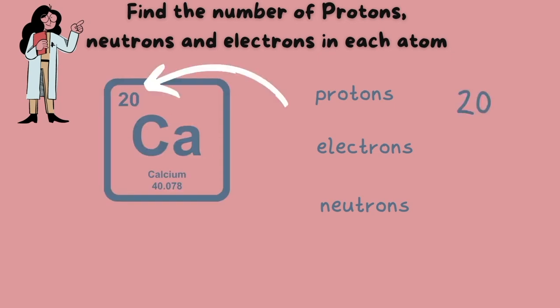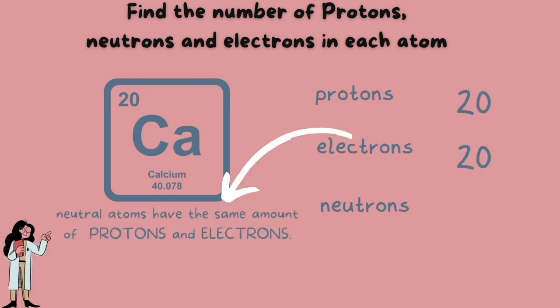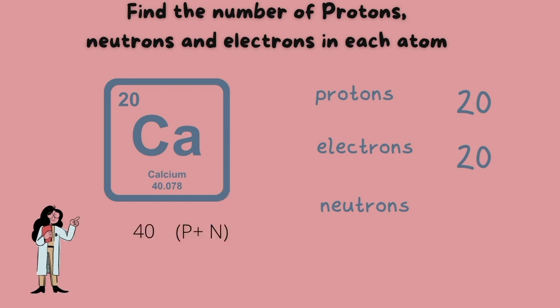We know it has 20 protons because it has an atomic number of 20. We know it has 20 electrons because it is a neutral atom, the same number as protons. And now to find the number of neutrons, we take the atomic mass and subtract the atomic number. Because the atomic mass is the number of protons and neutrons, and the atomic number is the number of protons, we are left with the total number of neutrons, which happens to also be 20 in this case.